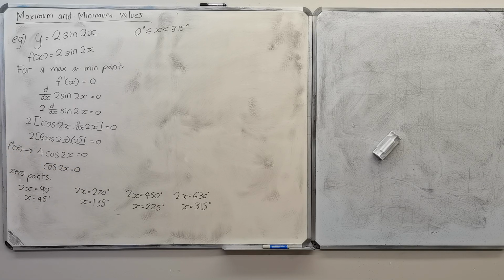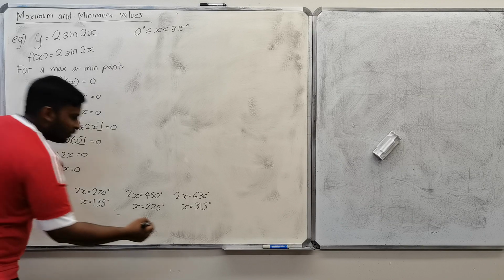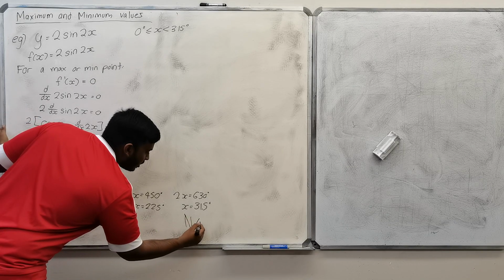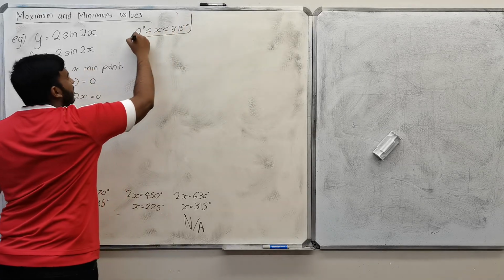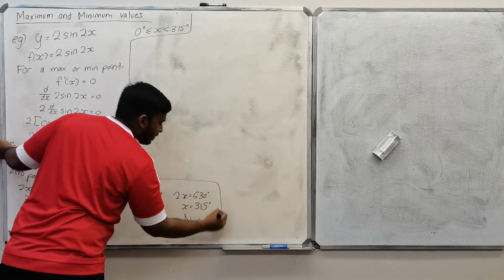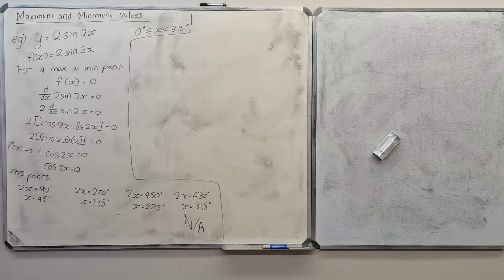X is equal to 315. What's the problem with that one? Our limit is x less than 315. So you can't use this value, right? So this one is not applicable. Okay, so now we got our x values. Substituting the x values into your original equation will give you your y values for your turning points.